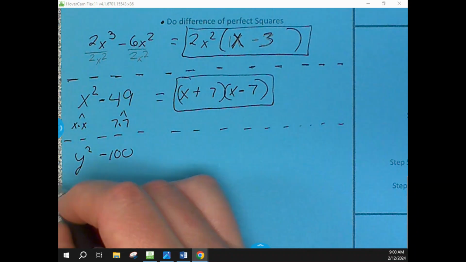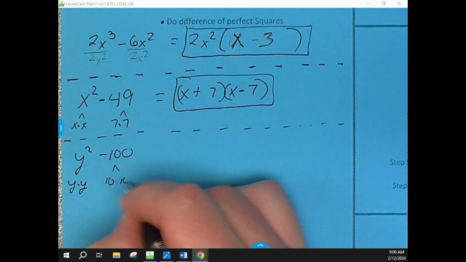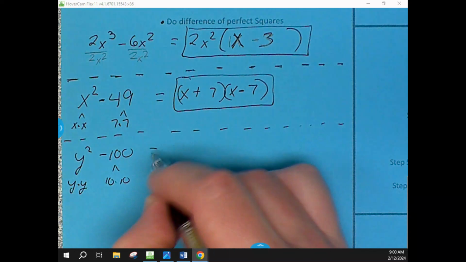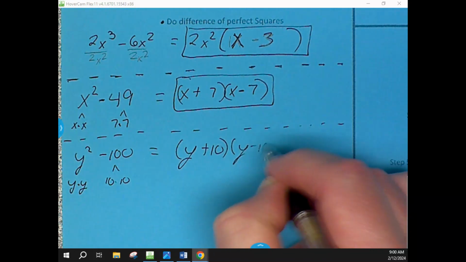All right, y squared is y times y. 100 is 10 times 10, right? So when you go over here to factor it, we're going to make one of them y plus 10, and the other one's going to be y minus 10.